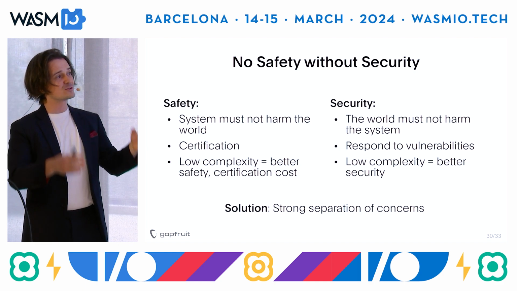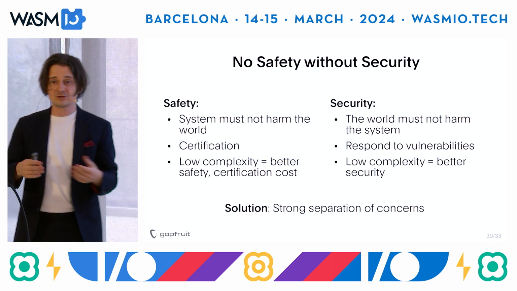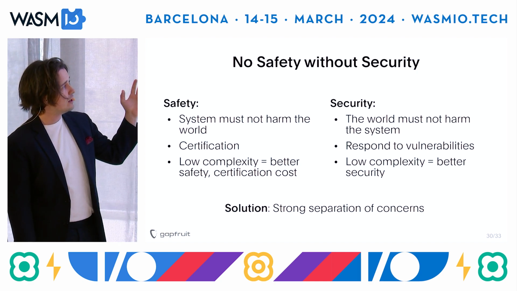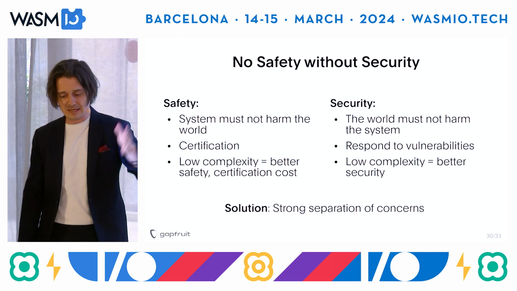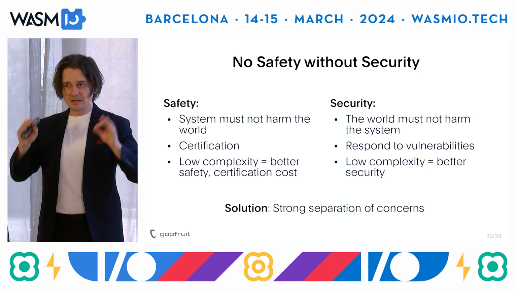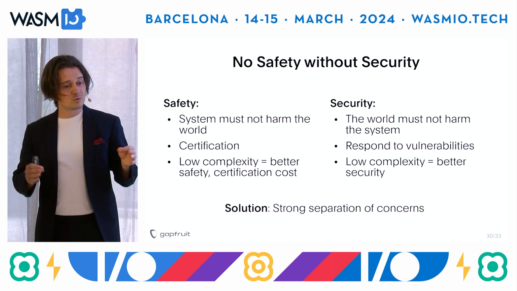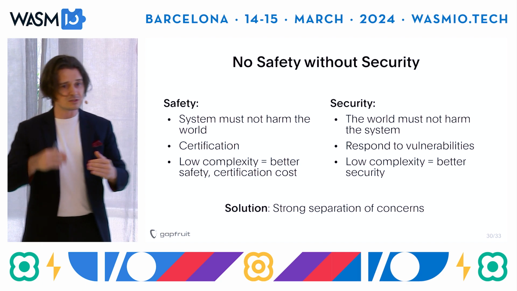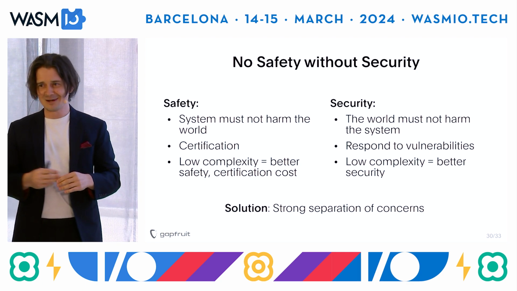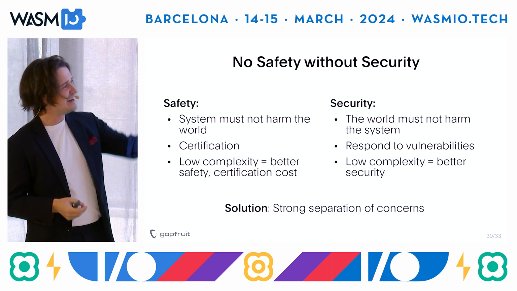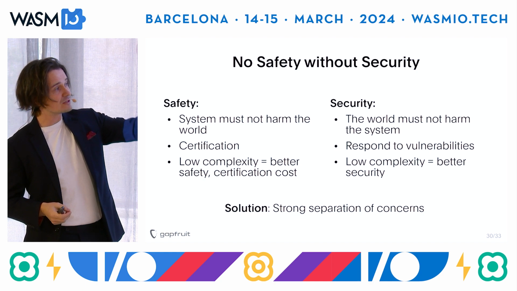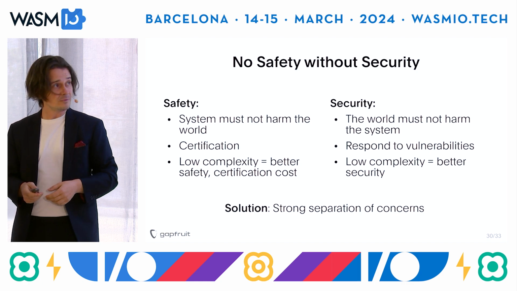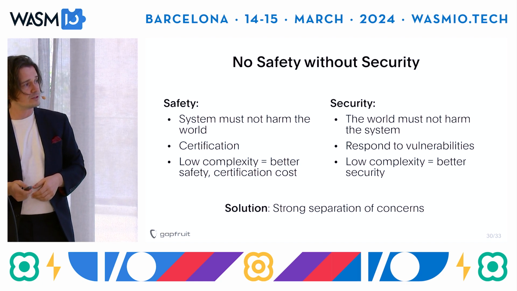What those two folks agree on is that low complexity usually means better quality. In safety-critical systems, it means better safety, but it also means less certification cost. There is a number from the automotive industry that states that every line of code costs $80 to certify. So you might want to not write everything in one line, guys. But in security, low complexity also means fewer bugs, and fewer bugs means fewer exploits and better security.